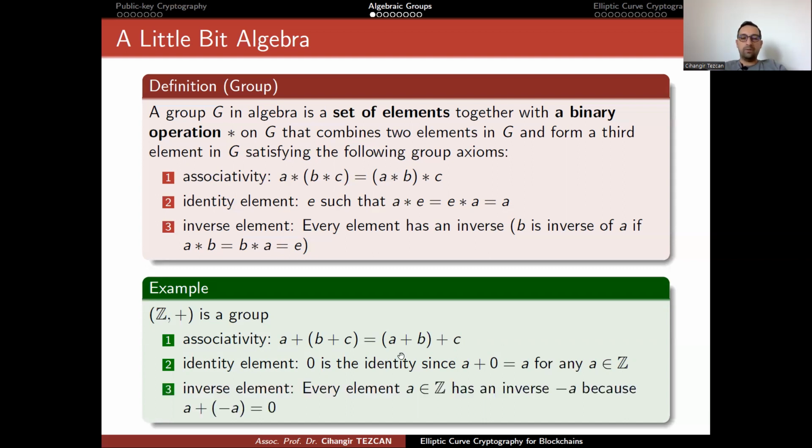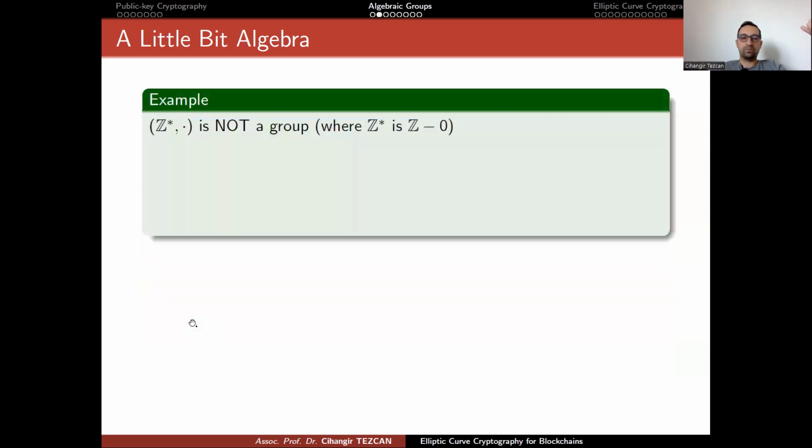Inverse element: every element has an inverse in this group, because let A be an element in Z, then minus A is the inverse in this group, because A plus minus A always gives you the identity element 0. So a very simple group. And don't forget that a group is defined by a set of elements, but also an operation. Here I defined addition. Let's give an example where something is not a group.